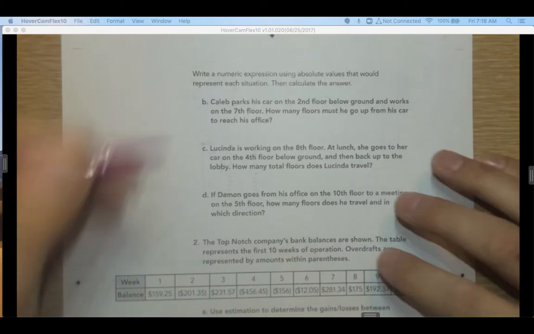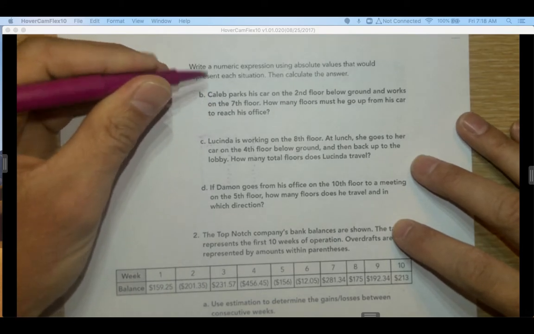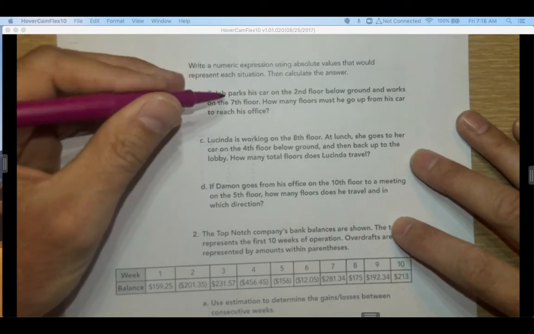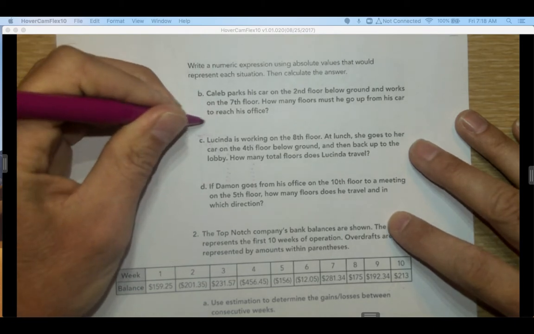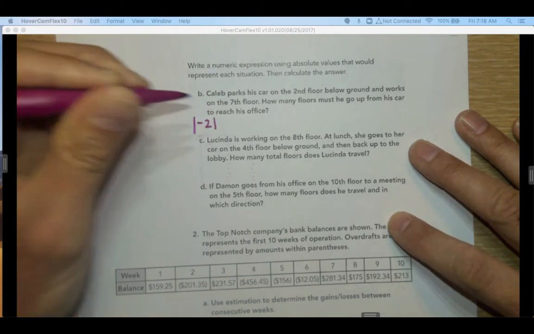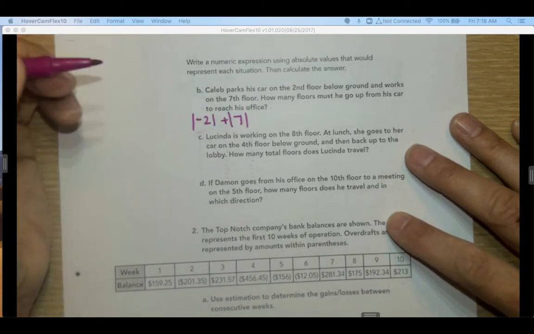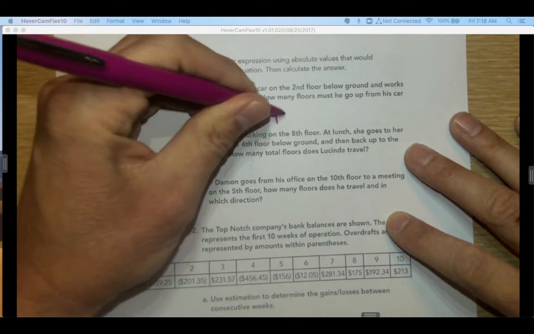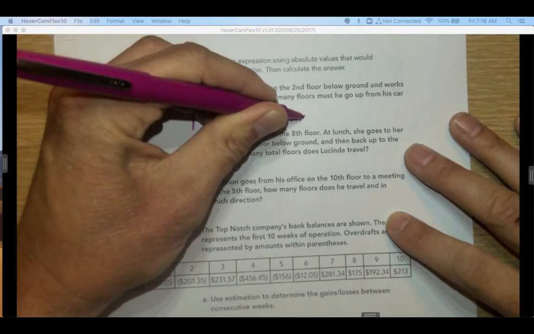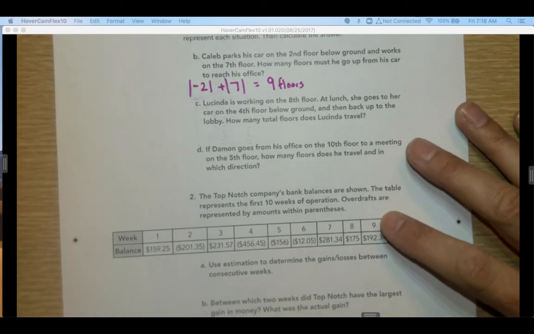All right, write a numeric expression using absolute values that would represent each situation. Then calculate the answer. Caleb parks his car on the 2nd floor below ground and works on the 7th floor. How many floors must he go up from his car to reach his office? Well, that would be 9 floors. So this is just like the example on the last page.